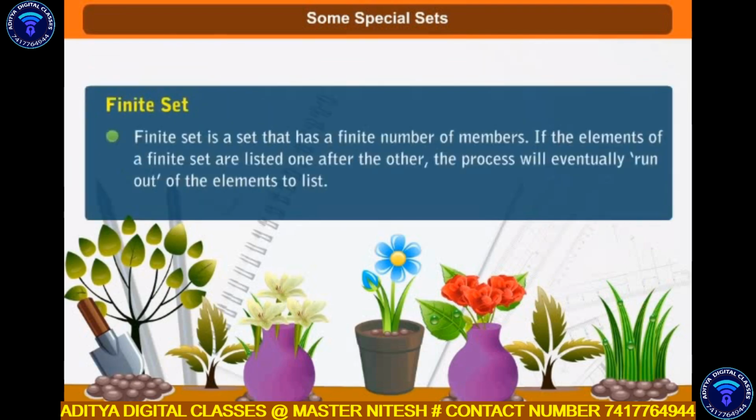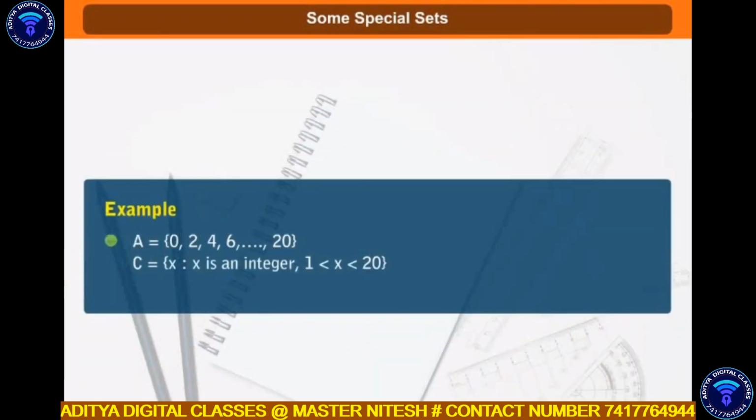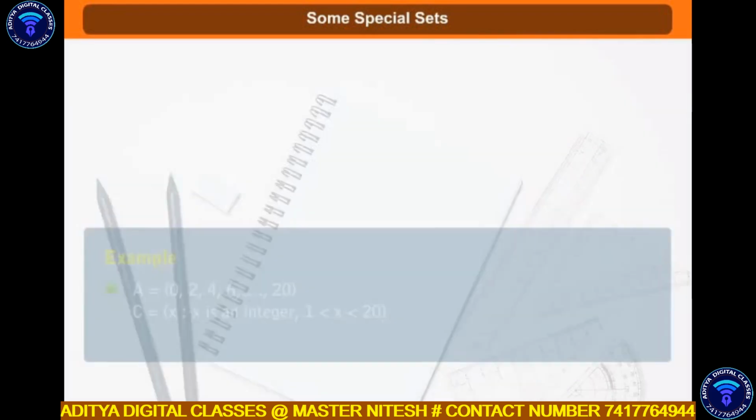Finite set. A finite set is a set that has a finite number of members. If the elements of a finite set are listed one after the other, the process will eventually run out of elements to list. Examples are the set of even numbers till 20 and a set containing x elements where x is an integer and ranges between 1 and 20.